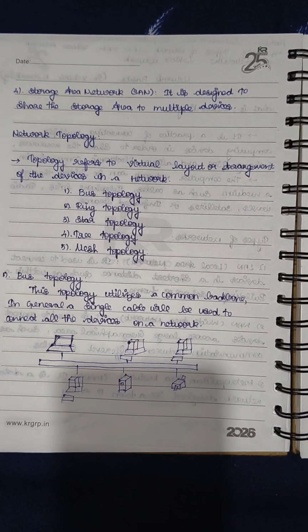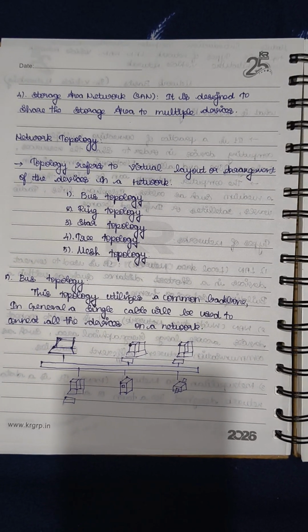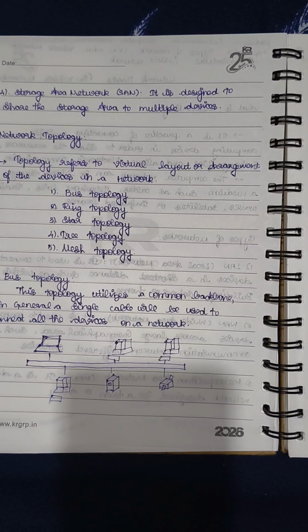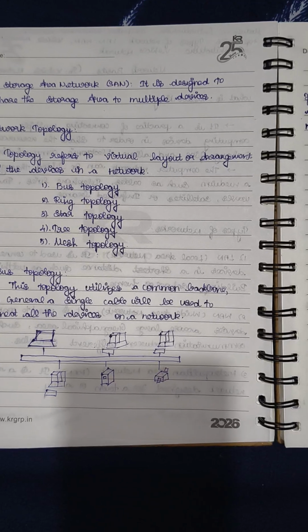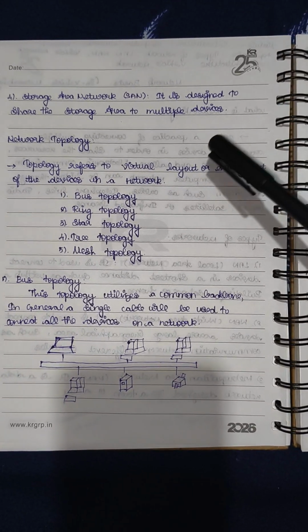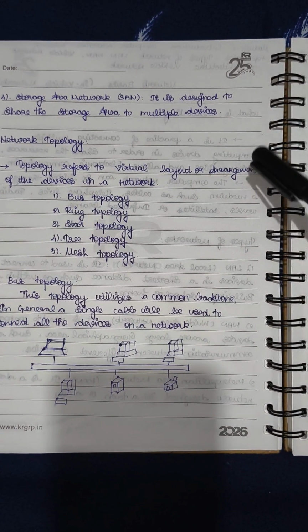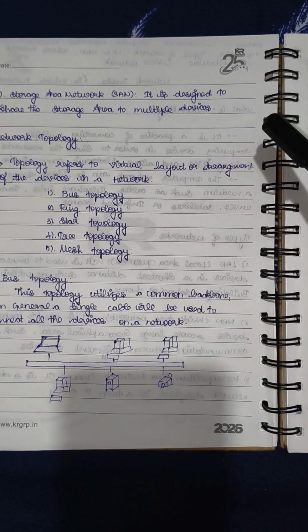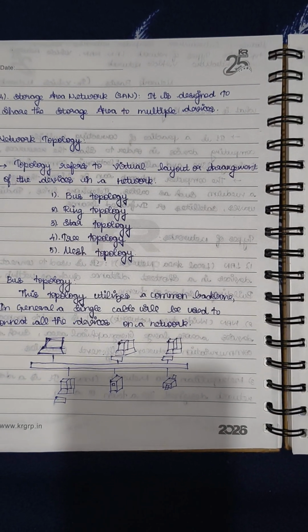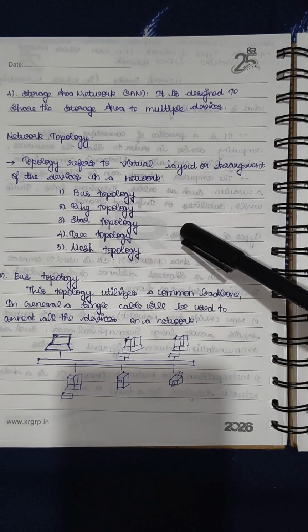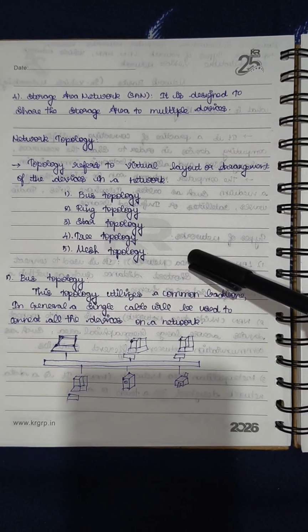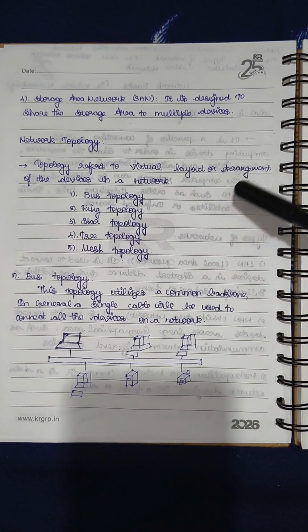The next one is network topology. Topology is nothing but the design, layout, or arrangement of a network. So how the network has been arranged is called the topology. It refers to the virtual layout or arrangement of the devices in a network. There are various types of topologies. The major ones are bus topology, ring topology, star topology, tree topology, and mesh topology. Let us discuss them one by one in detail.